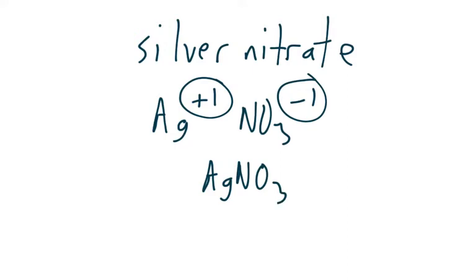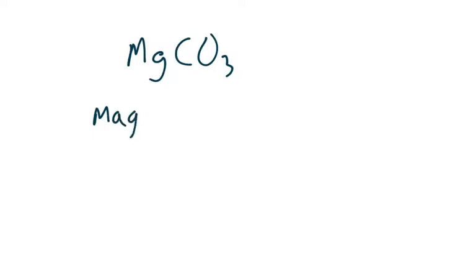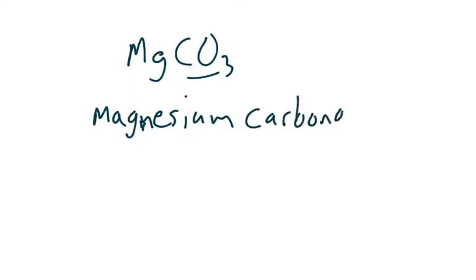Okay? Now, what we're going to do is we're going to go backwards. I'm going to give you a formula, and we're going to name it. Okay? So here's a regular one. Let's say I had MgCO3. When we name this, the metal is magnesium. Magnesium is not a transition metal, so it does not need a Roman numeral. It's always +2, so don't put a Roman numeral. And this, if you recognize it, it's carbonate, so it's magnesium carbonate.